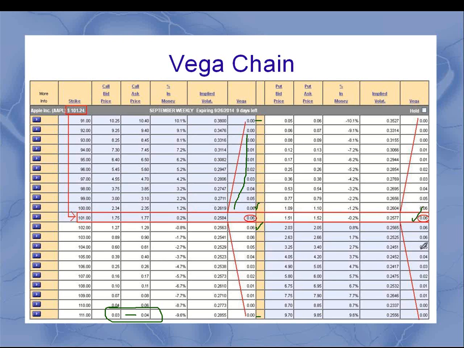At the money option has our highest Vega, and as we go deeper out of the money, below the current stock price, or in the money, above the current stock price with our puts, now we see a decrease in Vega as well.